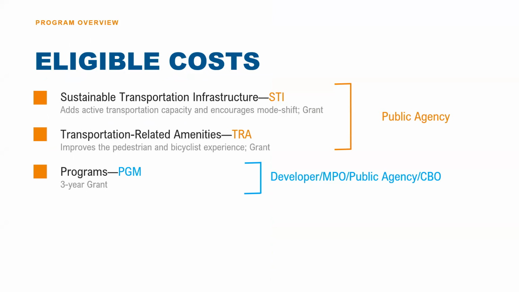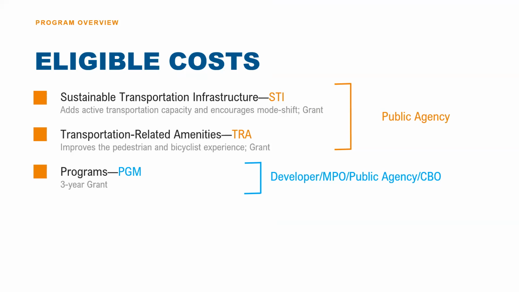Okay, so now we'll discuss what ASIC actually funds. I'll focus on the eligible costs for public partners. The first cost category is the Sustainable Transportation Infrastructure, or STI category. These are items like sidewalks, bike lanes, transit vehicles, or transit capital improvements that facilitate mode shift. In other words, instead of driving, you will walk or bike or take public transit.